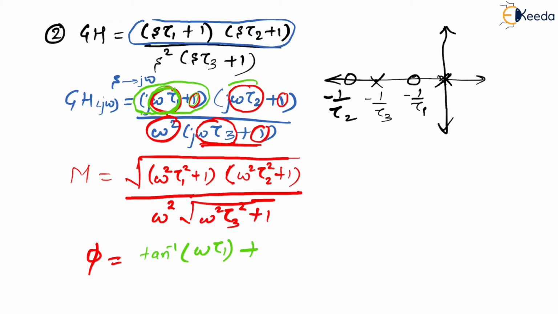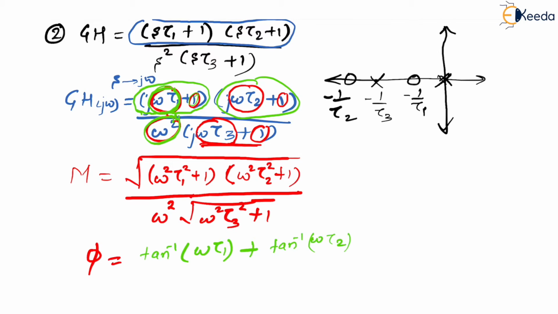Plus, what is there? You have this one. So angle contribution by this one is going to be again tan inverse of imaginary part by real part. Imaginary part is omega tau 2. So it becomes plus tan inverse of omega tau 2 upon 1. Is that okay? Yes. Now again, omega squared. What is angle contribution because of omega squared? 0, because it is just a simple magnitude, right?